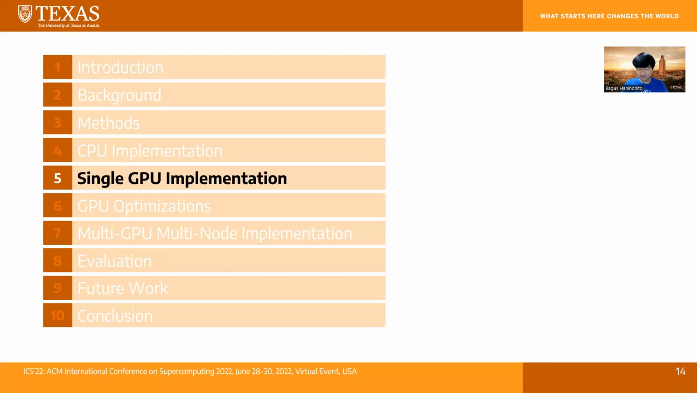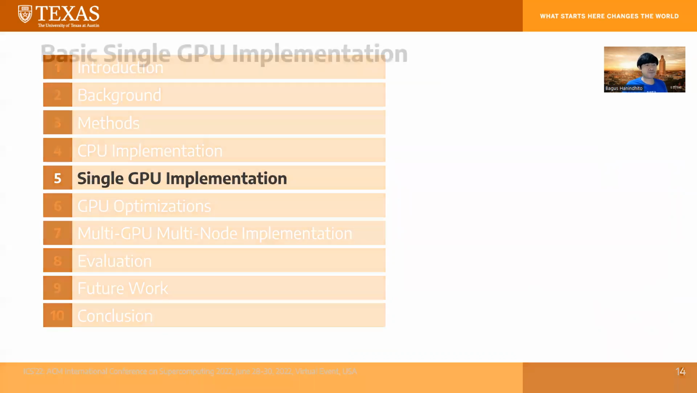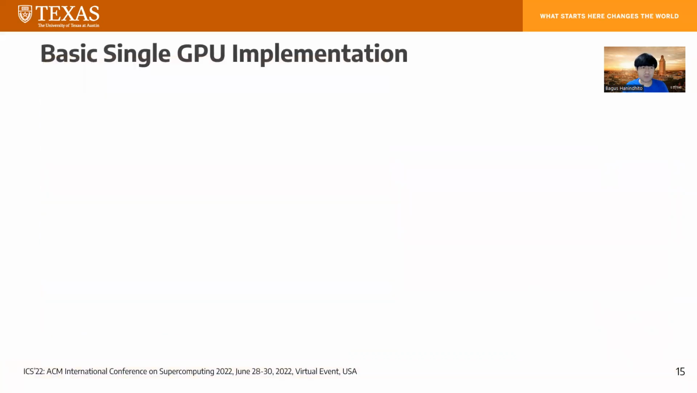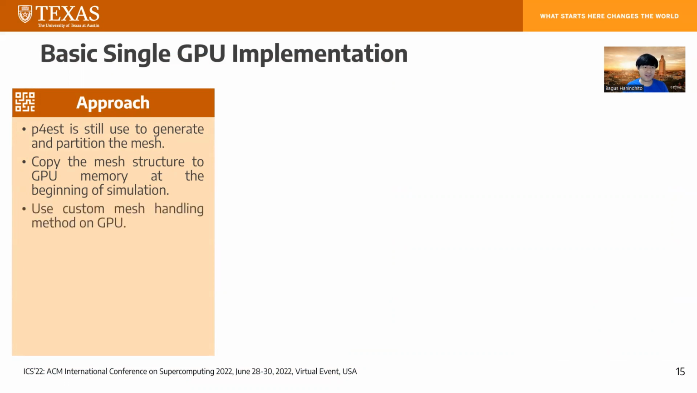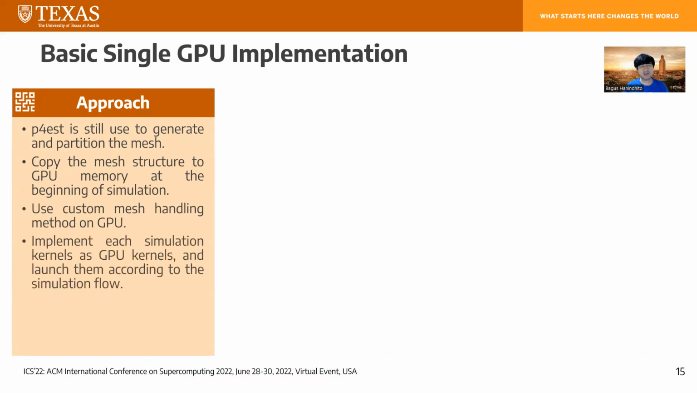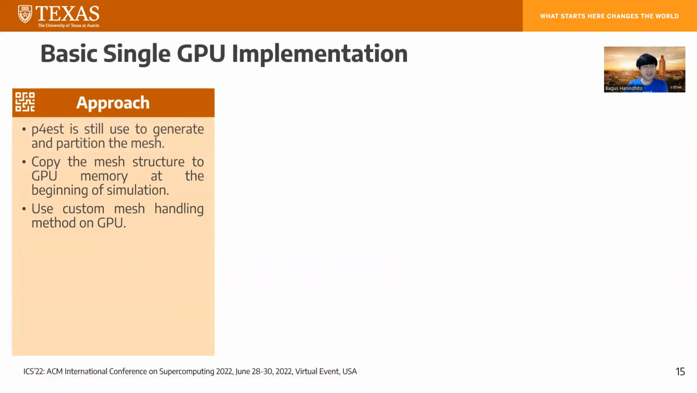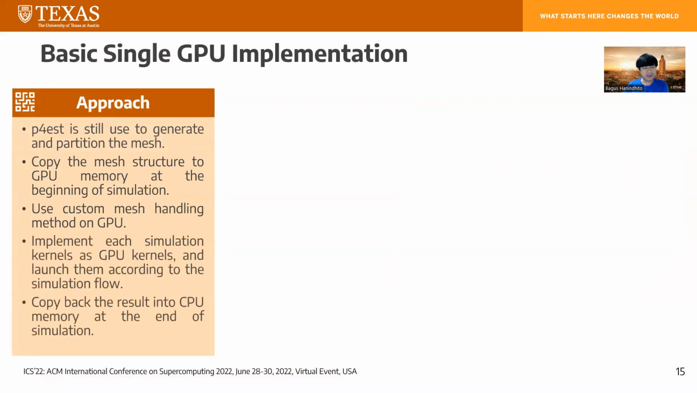Okay, now let's move to the single GPU implementation. The basic single GPU implementation still uses P4est to generate and partition the mesh. Then instead of operating directly on the mesh, we copy the mesh structures to GPU memory at the beginning of the simulation, and we use a custom mesh handling method on the GPU. We launch the GPU kernels in the simulation loop instead of calling methods on the CPU. And then at the end of the simulation, we copy the result back into CPU memory.